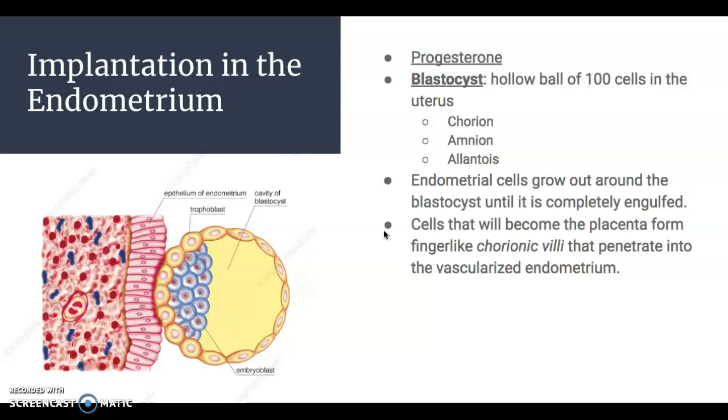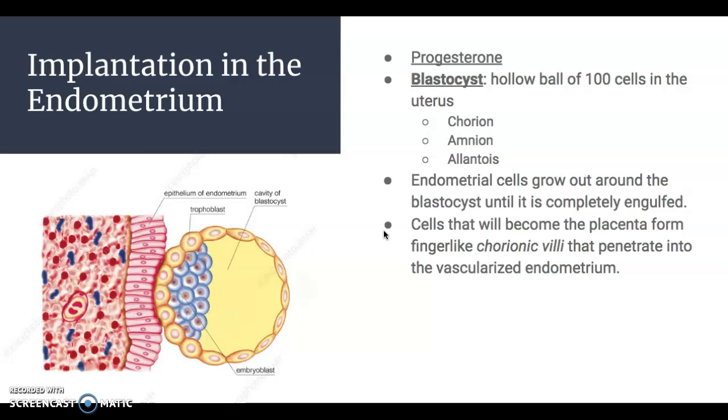Once the oocyte moves from the fallopian tube into the uterus, it becomes a blastocyst, which is a hollow ball of 100 cells in the uterus. There are 3 layers of this hollow ball: the chorion, the amnion, and the allantois. The first layer is the outer layer, which is the chorion, an extra embryonic membrane that will enclose the embryo and form the placenta itself.